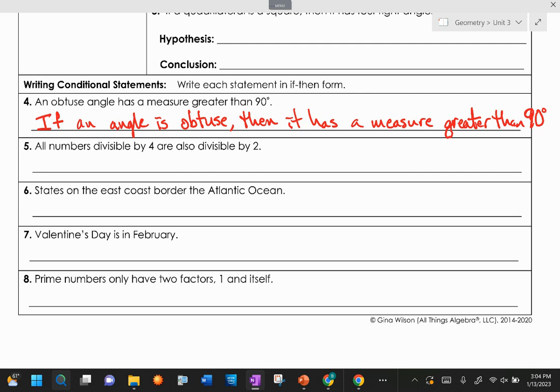Could you also put it where if an angle has a measure greater than 90, then it's true? Absolutely. Okay. Try number 5. See how you do. If you need to bounce an idea off your table partner, feel free to. Number 5 is all numbers divisible by 4 are also divisible by 2. So how about if all numbers are divisible by 4, then they are also divisible by 2?